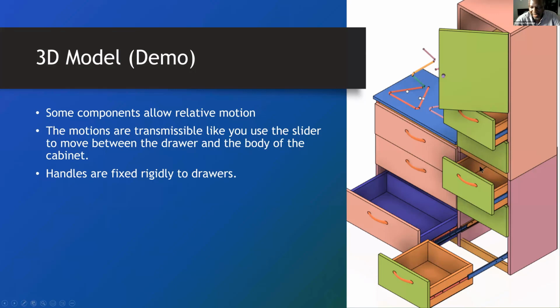Now, an example of transmissibility is the motion of the slider. It can transmit motion between the body of the cabinet and the drawer. The two are not touching each other, but each of them is touching the slider, and therefore their relative motion is enforced by the slider.